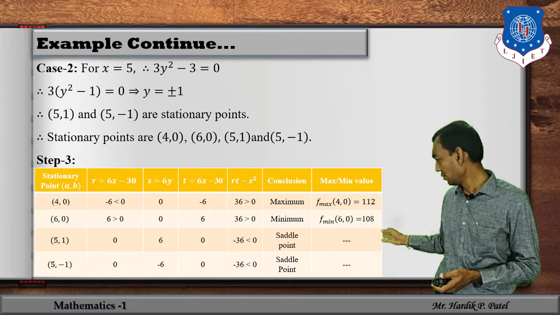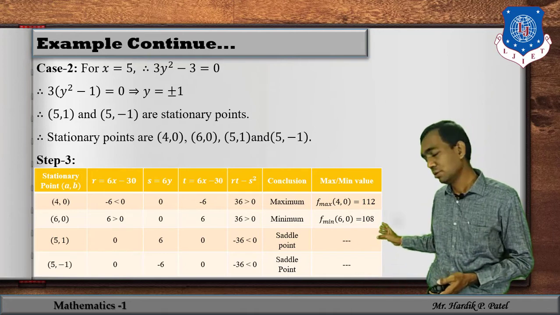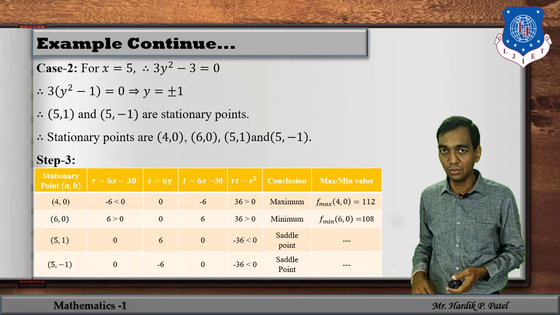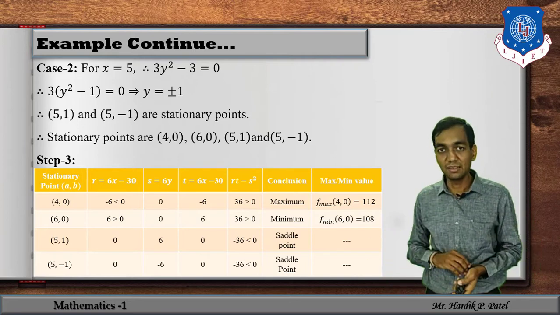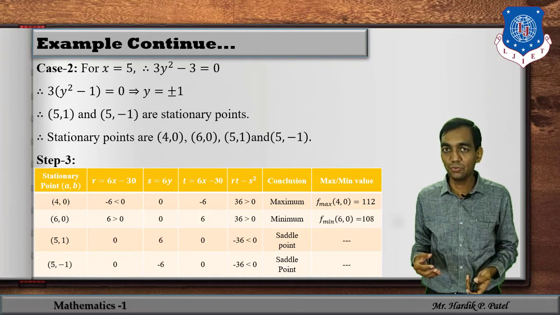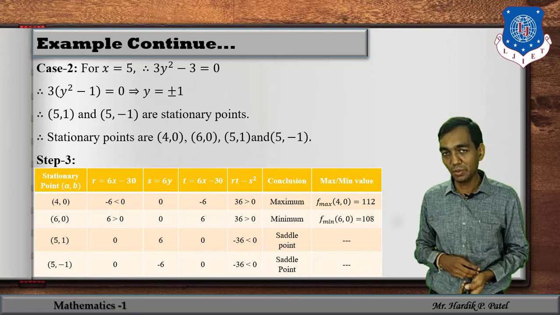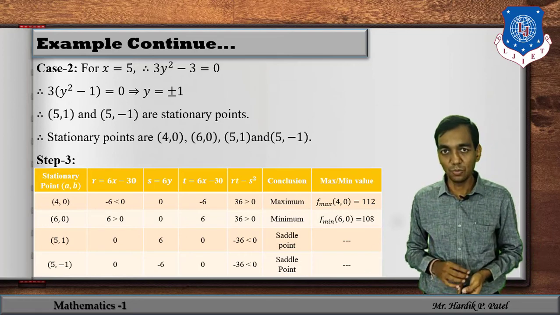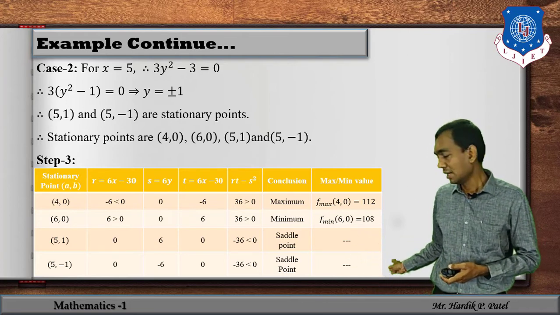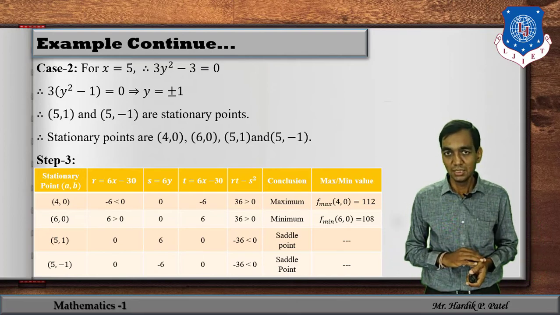Now, the third point is (5, 1). If you put this value in R, S, T, then you will have 0, 6, 0. R, S and T have the values 0, 6 and 0. And RT minus S square is going to be minus 36. So, it is negative. RT minus S square is negative. That's why your function has neither maximum nor minimum at that point, and that point is a saddle point. In the same manner for (5, -1), you will have 0, minus 6, 0, and again RT minus S square is minus 36. That means this point is also a saddle point.